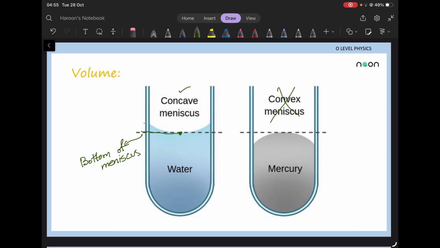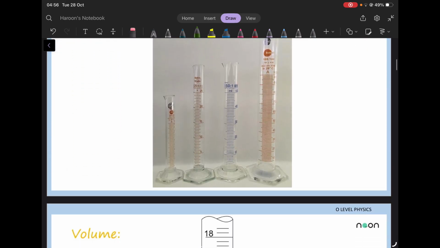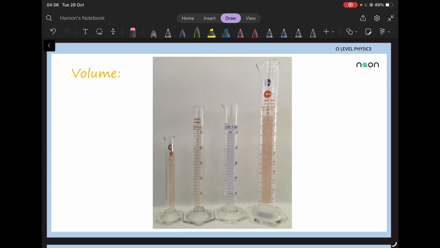So if you give this reading, let's say this is 17 and this is 16. If you give your reading as 17, that would be marked incorrect. 16 is the actual answer. We always take this reading at the central point, so always at the bottom of the meniscus. In this case, we would have taken this reading at the top of the meniscus, but this is not in your syllabus, so ignore this part. This is just for concept. You will always say we take the reading at the bottom of the meniscus, because we only have concave meniscus in our syllabus.